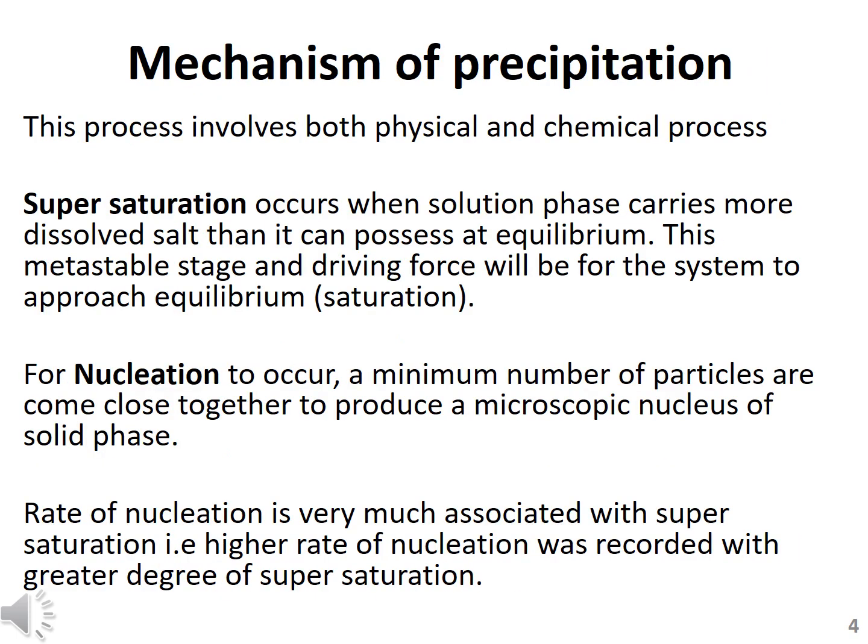In this slide, we will talk about the mechanism of the process of precipitation. The process of precipitation involves some physical and chemical processes. The first one is supersaturation. As we discussed earlier, there are three types of solutions. Number one, saturated solution: when the solution has solute up to its maximum capacity, it is named a saturated solution. And if the solution has some spaces yet to be filled with solute, then it is named an unsaturated solution.